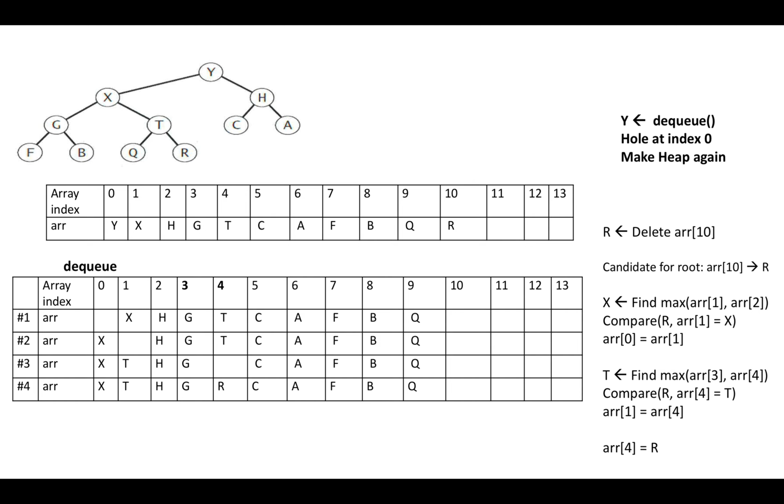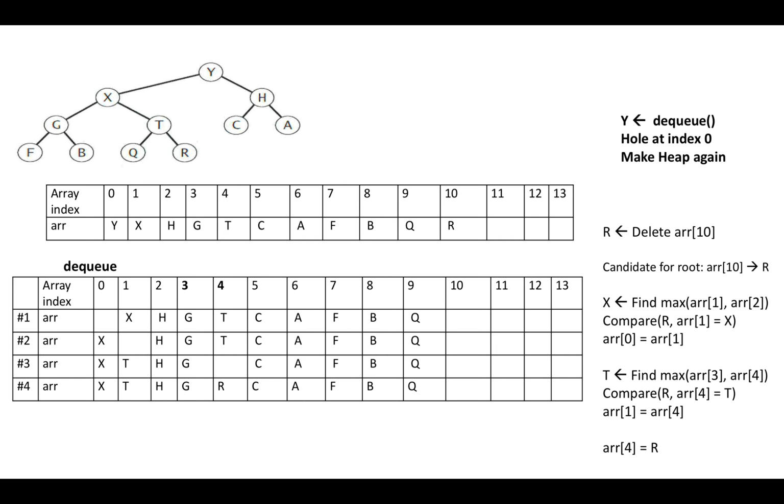So since there is a hole, we need to fill this hole, right? So we will look at the two children for location 1. So for this hole, those two locations are 2 times 1 is 2, so 3 and 4. So index 3 and 4, that's why they are highlighted. So we take G and T. G and T are index 3 and index 4.